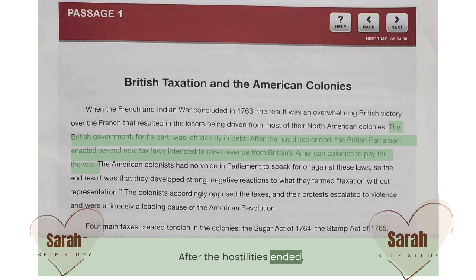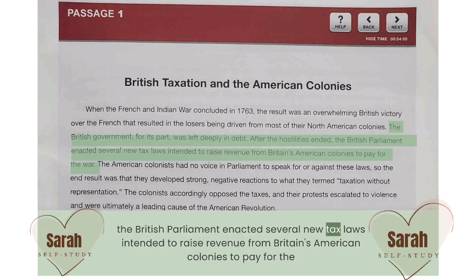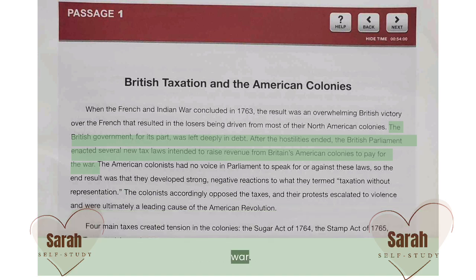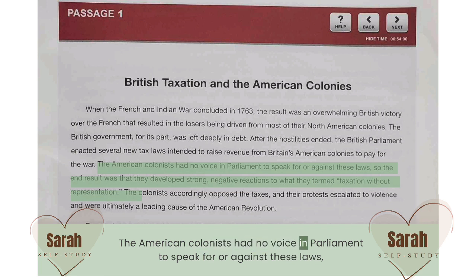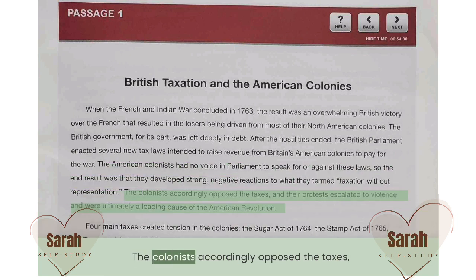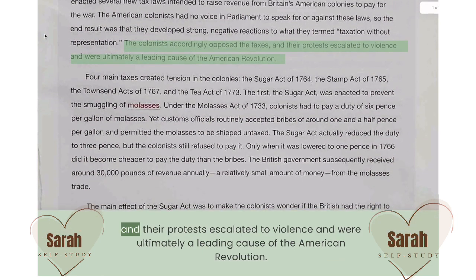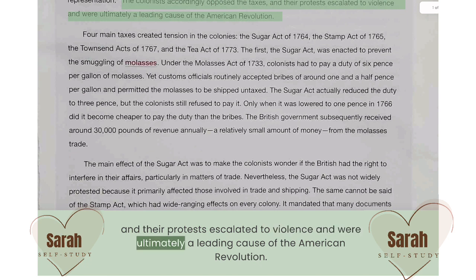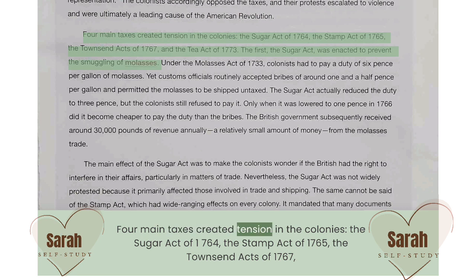After the hostilities ended, the British Parliament enacted several new tax laws intended to raise revenue from Britain's American colonies to pay for the war. The American colonists had no voice in Parliament to speak for or against these laws, so the end result was that they developed strong, negative reactions to what they termed taxation without representation. The colonists accordingly opposed the taxes, and their protests escalated to violence and were ultimately a leading cause of the American Revolution.